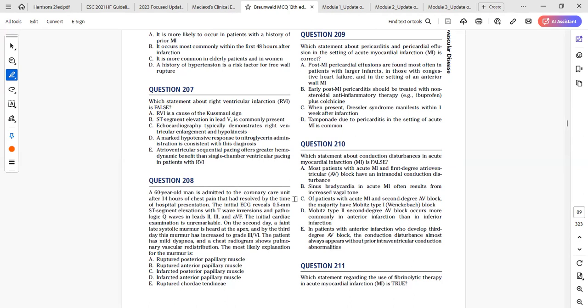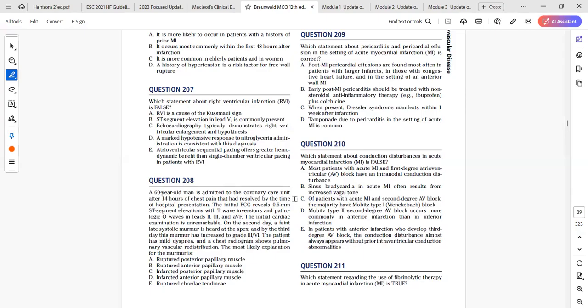Then option A, most patients with acute MI and first degree AV block have an intranodal conduction disturbance. That intranodal conduction disturbance may be because of an affectation of the blood supply to the AV node, which we find in inferior infarction, where there is an affectation of the branch to the AV node, for example if it's a right coronary causing inferior infarction. So that statement is also true. So we're now left with option E.